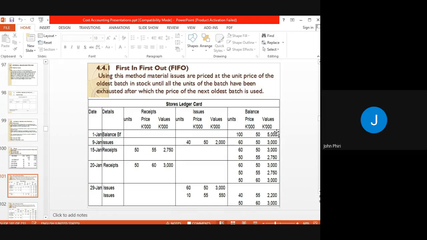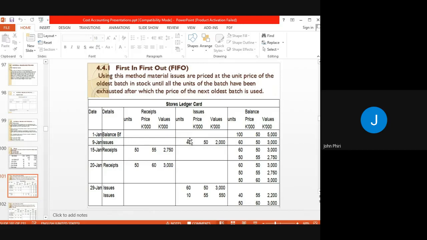And a week later, on the 9th, we issue 40 of them. So at how much are we going to issue this 40? Because we are using FIFO, we are going to use the first ones, those 100, which in any case are the only ones we have there. So you have no problem. We are issuing 40 at 50 kwacha, and the total value we have issued there is 2,000, when we multiply 40 by 50.